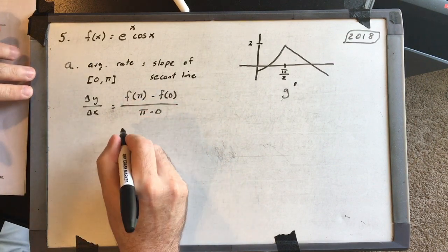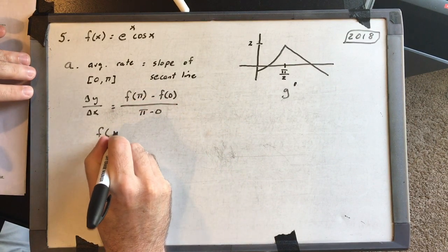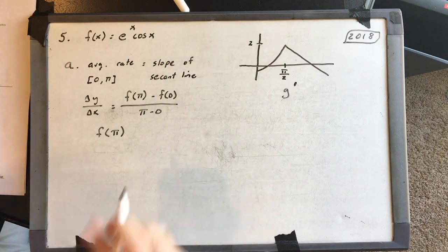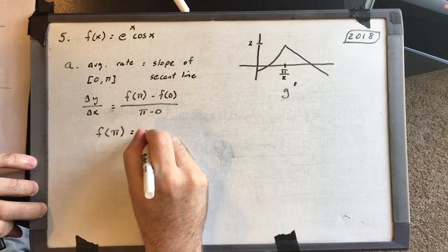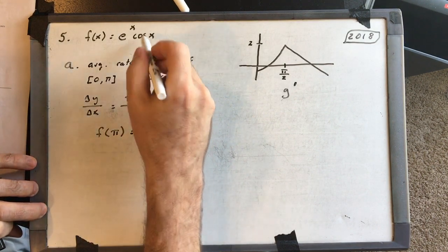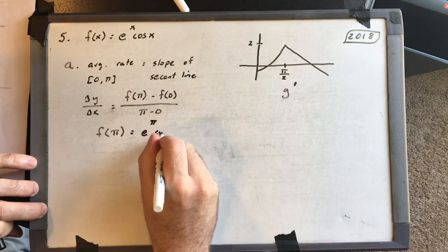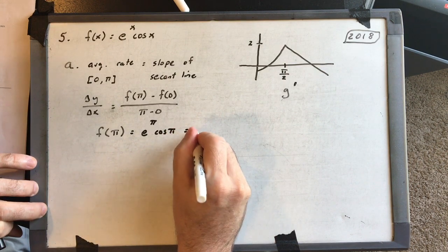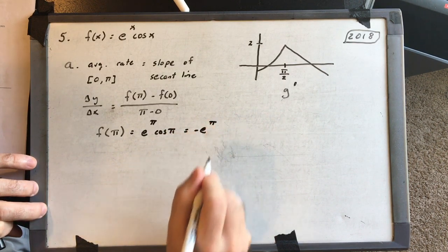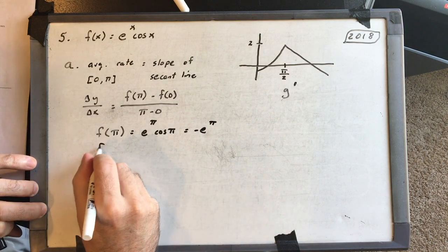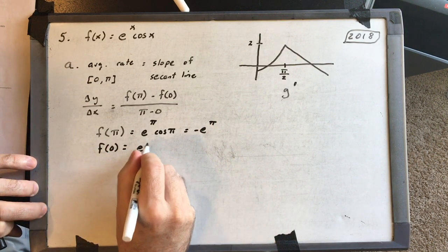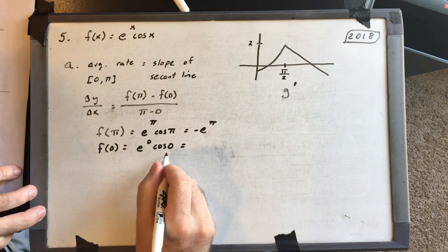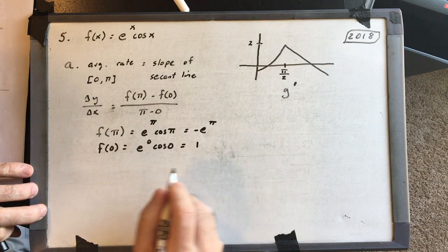Okay, f of pi. Looks like I need to get a new marker. All right, f of pi is going to be e to the pi. So I'm just plugging in pi up here, times the cosine of pi. Cosine of pi is -1, so that's negative e to the pi. F of 0 would be e to the 0 times the cosine of 0. E to the 0 is 1. Cosine of 0 is also 1, so f of 0 is 1.